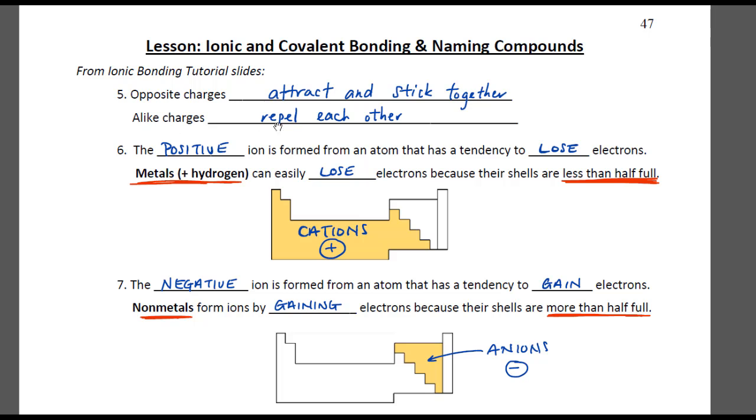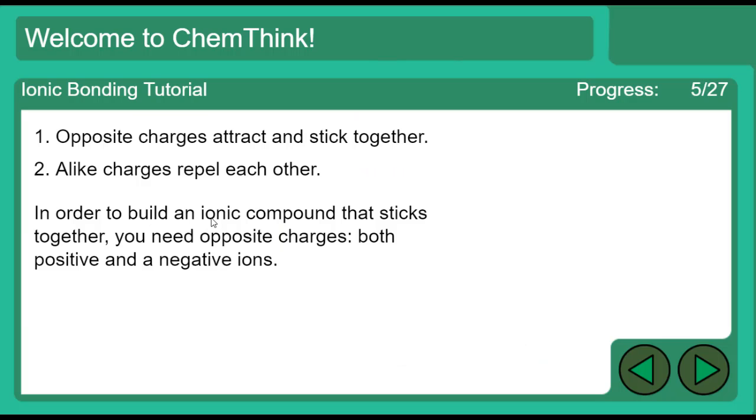So opposite charges attract and stick together. Alike charges will repel each other. And in order to build an ionic compound, you have to have opposite charges. So you want to have a positive and a negative ion. So you've stolen electrons and you've given electrons to this one. Because they're opposite, they will stick together.